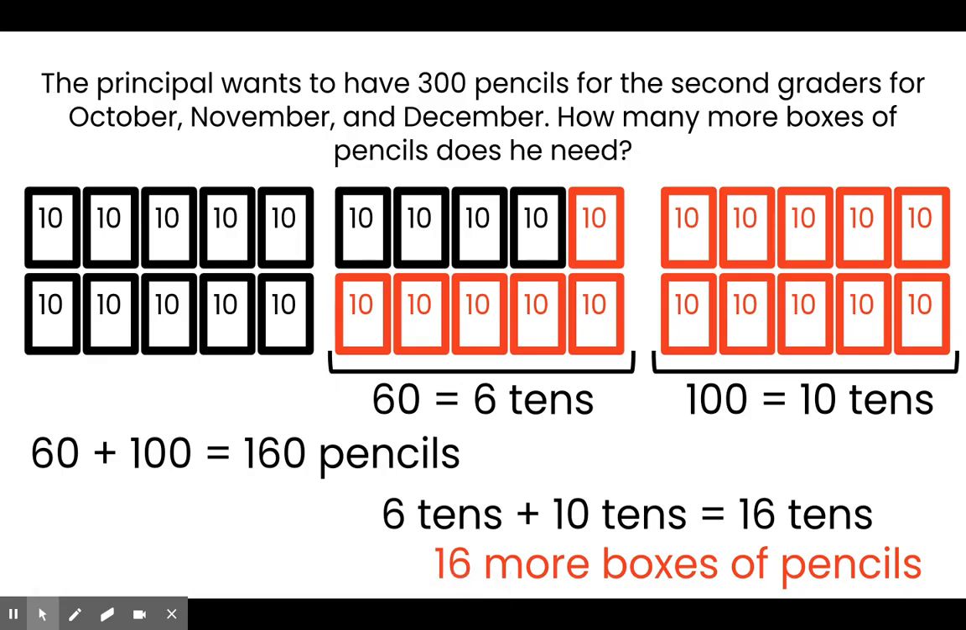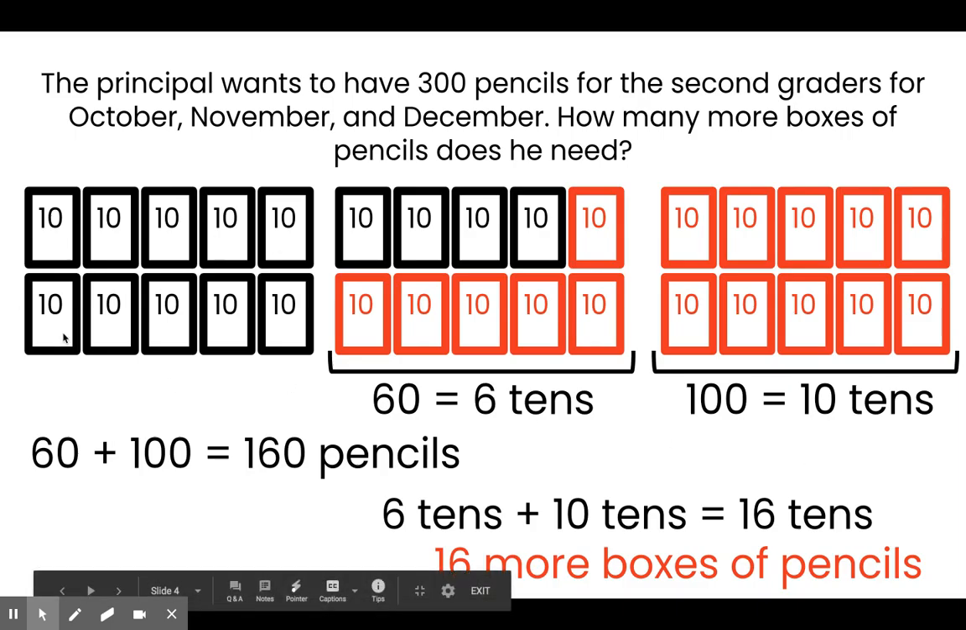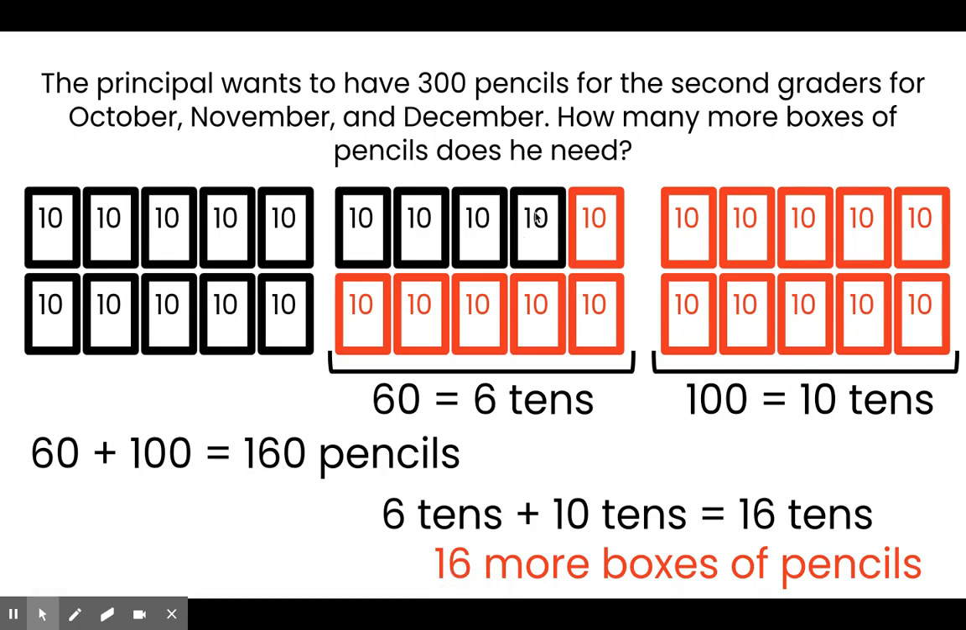300 pencils. Remember, I started with 14 boxes. That's what's in black. There are my 14 boxes that I already had. That's 140 pencils. But to get to 300 pencils, I had to add 16 more boxes. That's what you see in red. That gave me exactly 160 pencils, which together with my 140 is 300 pencils.